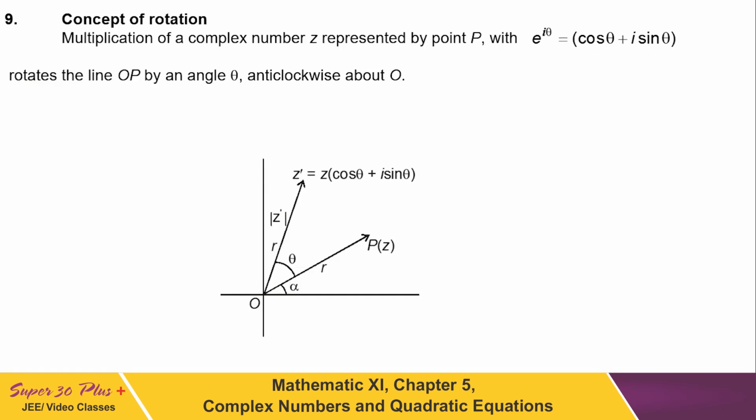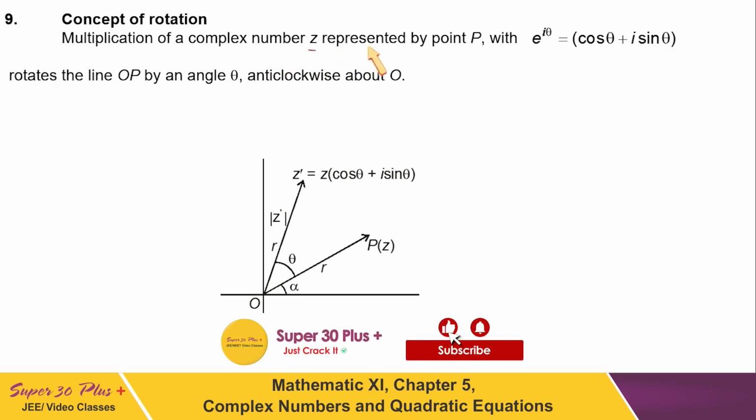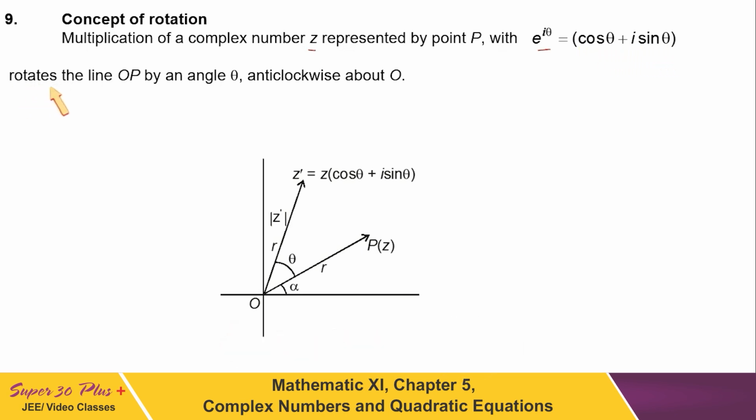Hello students, now we are going to study the concept of rotation in complex numbers. Multiplication of a complex number z represented by point P with e to the power iota theta, which is equal to cos theta plus iota sin theta, rotates the line OP by an angle theta anticlockwise about O. Now we are going to understand it.